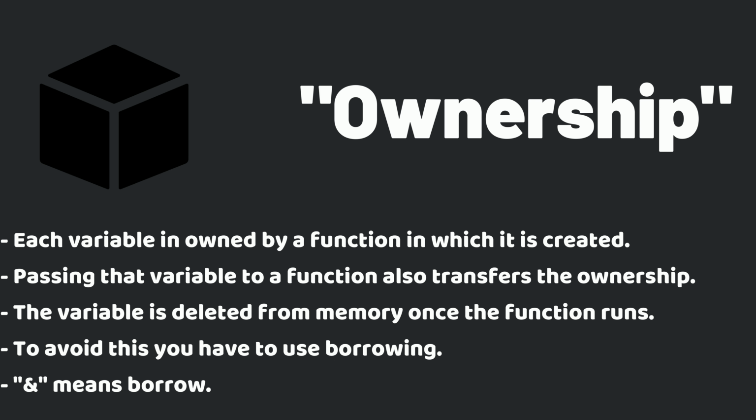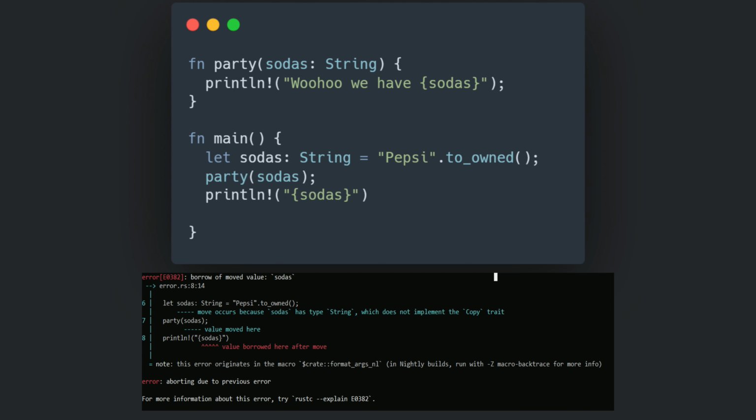Ampersand sign means borrowing. Here you can see that we have a function called party and it takes sodas. We create a variable called sodas in our main function. This variable is owned by our main function. If we pass it on to the party function and use it after calling it, we'll get an error.